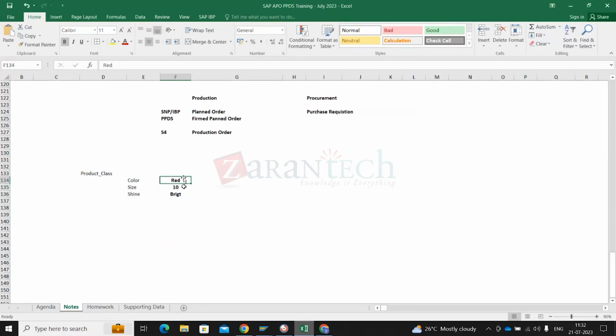It can be only for red, 10, and bright. It can be only for these three values, because the customer would order that: give me size 10, red color, bright shining sort of product. Correct? The product has various possibilities.